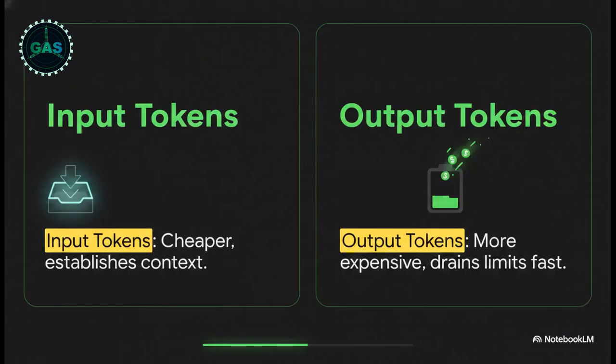Because to truly master token economics, you have to understand exactly where the real financial drain is coming from. Input tokens, so the text you send and the files you upload, those are relatively cheap. But output tokens, the code and the text that the AI generates and sends back to you, those are significantly more expensive. They will drain your usage limits incredibly fast. You have to be deeply, deeply intentional about what you actually allow the AI to run and generate.